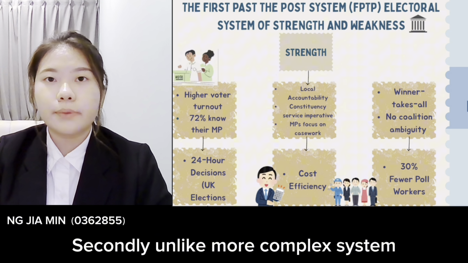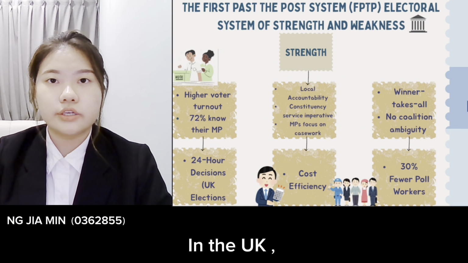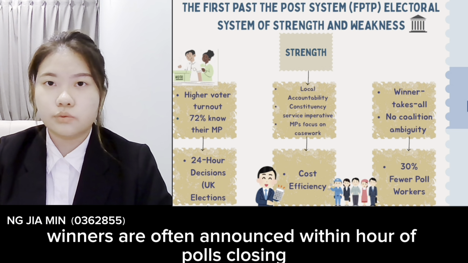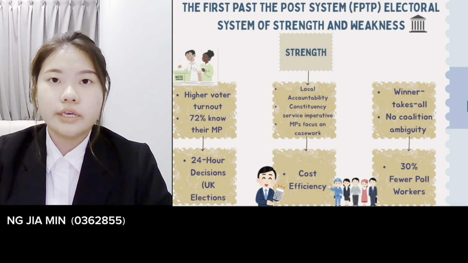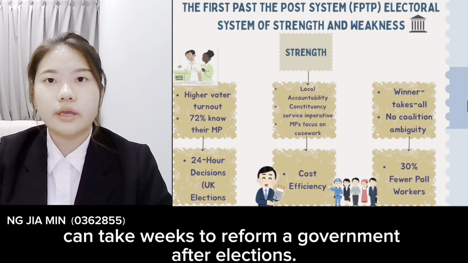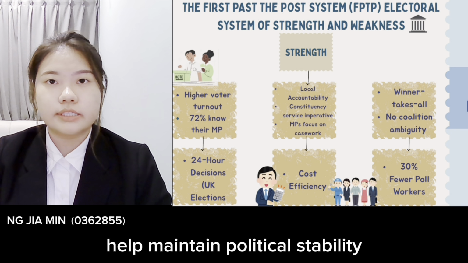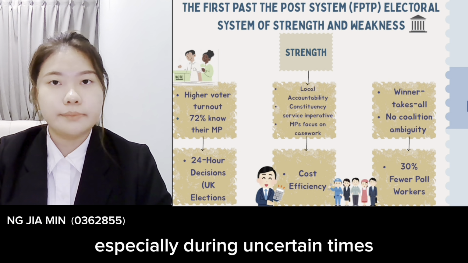Secondly, unlike more complex systems, FPTP delivers quick and clear election results. In the UK, winners are often announced within hours of poll closing. In contrast, countries with proportional representation like Germany can take weeks to form a government after elections. This fast decision-making helps maintain political stability, especially during uncertain times.